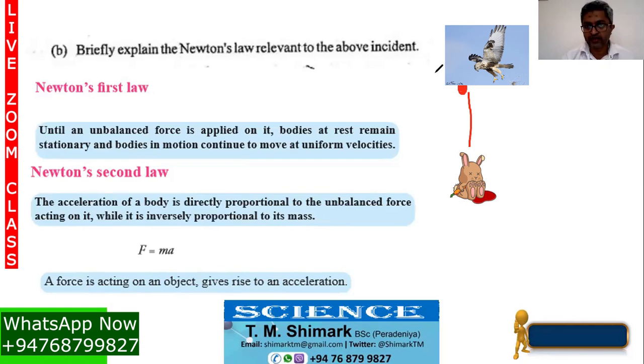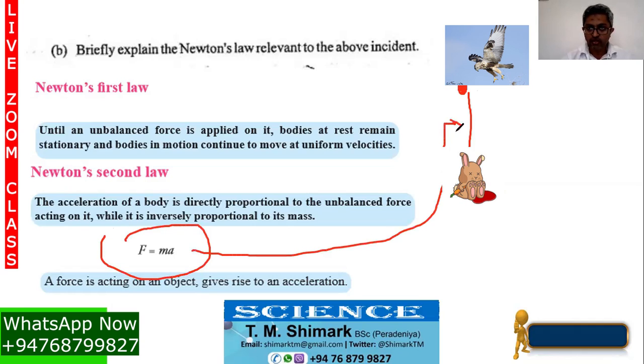The hawk was carrying the rabbit and it fell down. So the reason they are asking is, explain why it fell down. The reason to fall down is this one, F equals ma. That means there is a gravitational force on this object. So that gravitational force pulls down. ma means mass into gravitational acceleration. Gravitational force is there always on the earth. So that pulls that down.